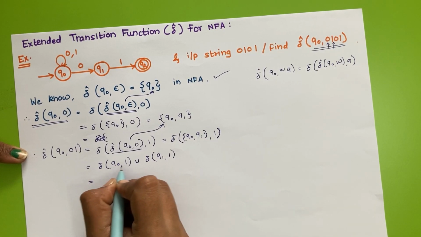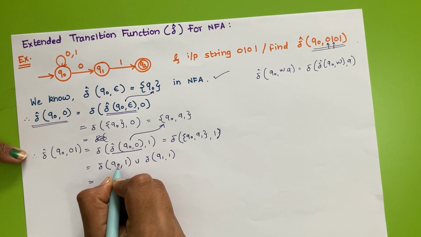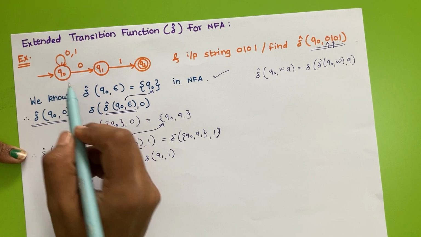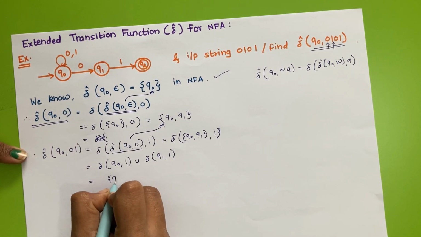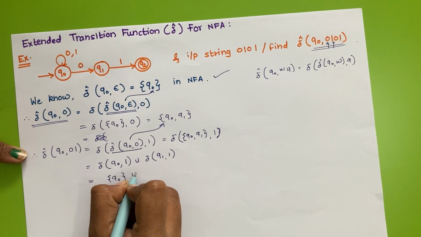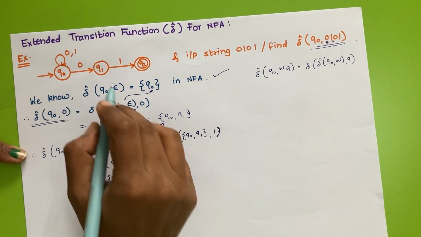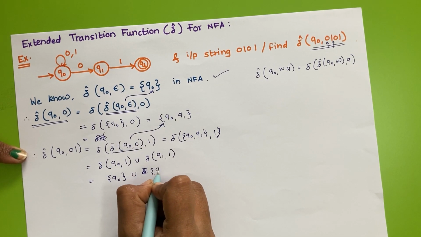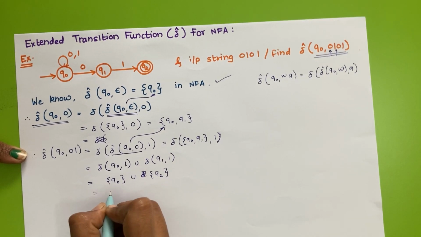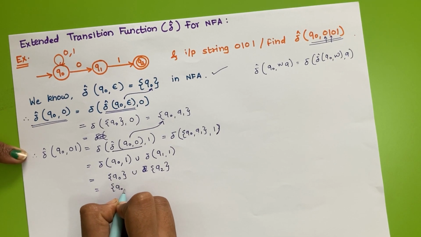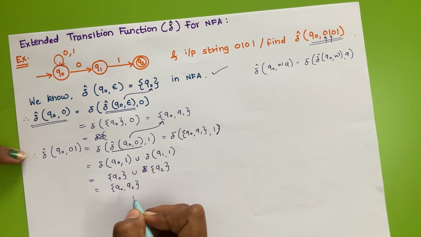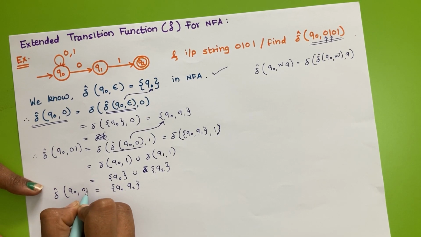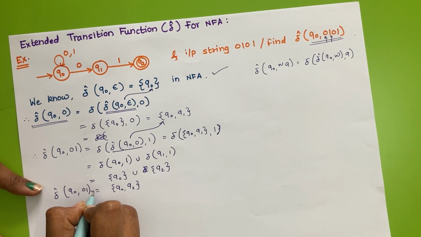So what is the value of this? Delta of Q0 comma 1 will produce Q0 itself, union delta of Q1 comma 1, which is nothing but Q2. So the union of these two is Q0 comma Q2. That is the value of delta cap of Q0 comma 01.